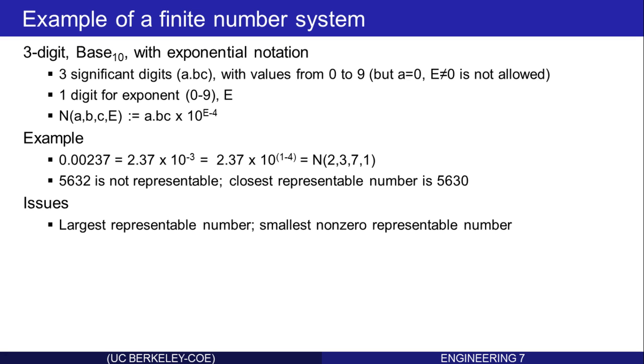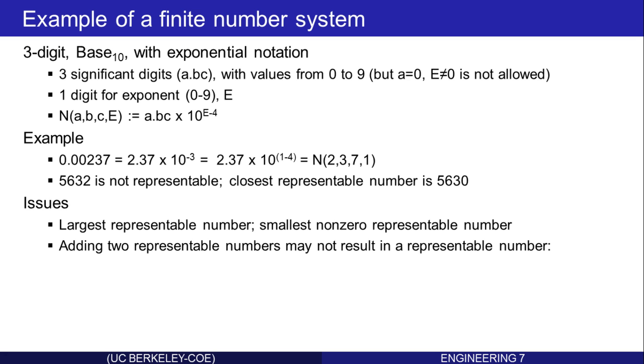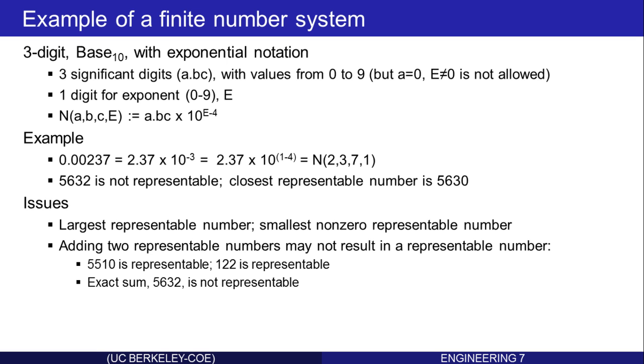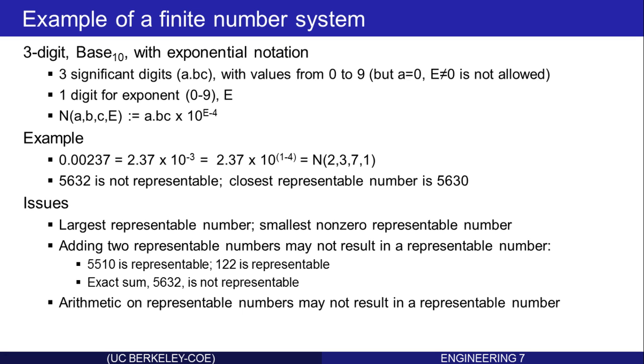What are some issues? Well, there is a largest representable number, as well as a smallest non-zero representable number. So this finite number system has a limited range. Adding two representable numbers may not result in a representable number. Of course, it may become too large, but it also just might become not representable. For instance, 5,510 is representable, 122 is representable, but we already know that the exact sum, 5,632, is not representable. More generally, arithmetic on these representable numbers may not result in a representable number.